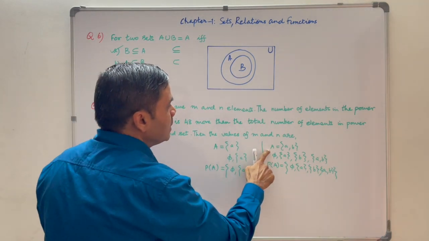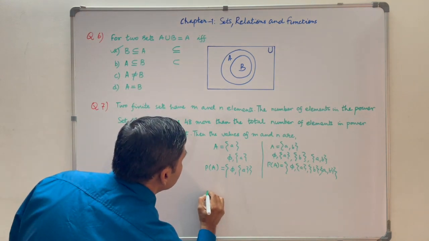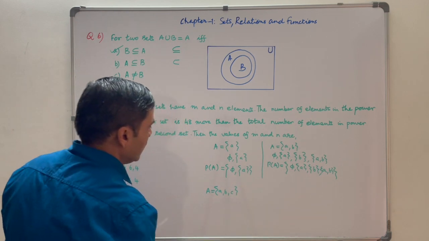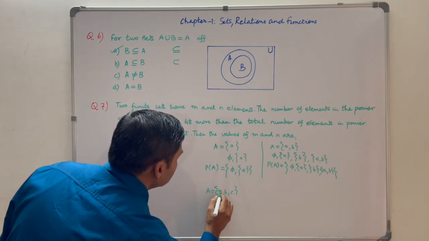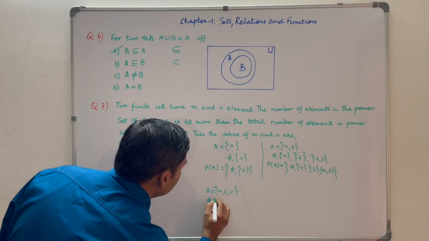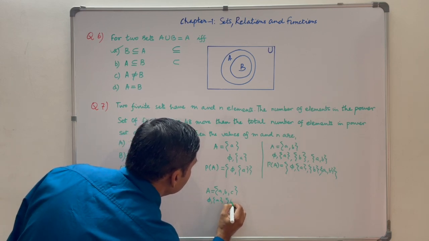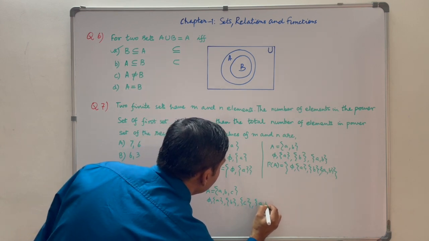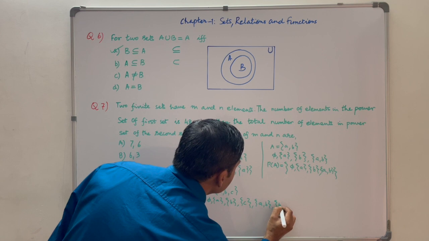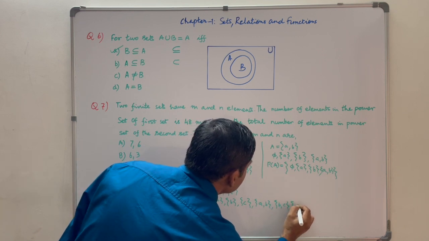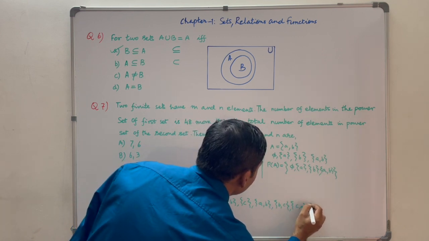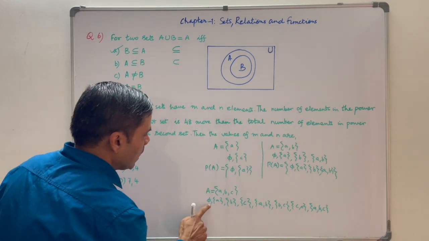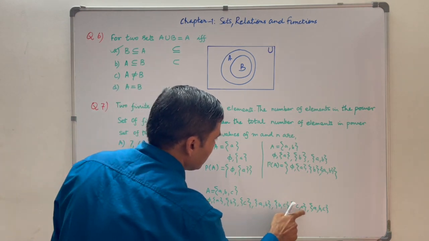Similarly, consider three elements in A. So A has A, B and C elements in it. So subsets of this will be phi, A, B, C, A and B, B and C, C and A, and A, B and C. So how many elements are there? 1, 2, 3, 4, 5, 6, 7 and 8.